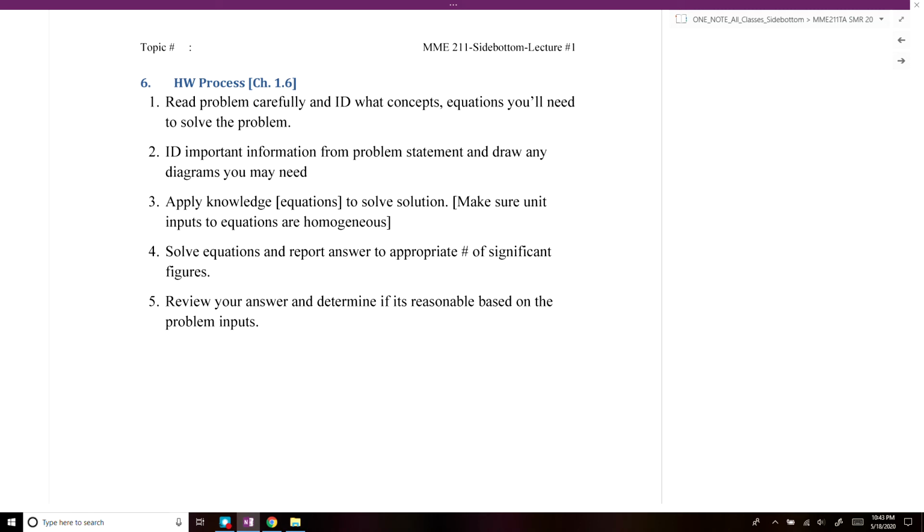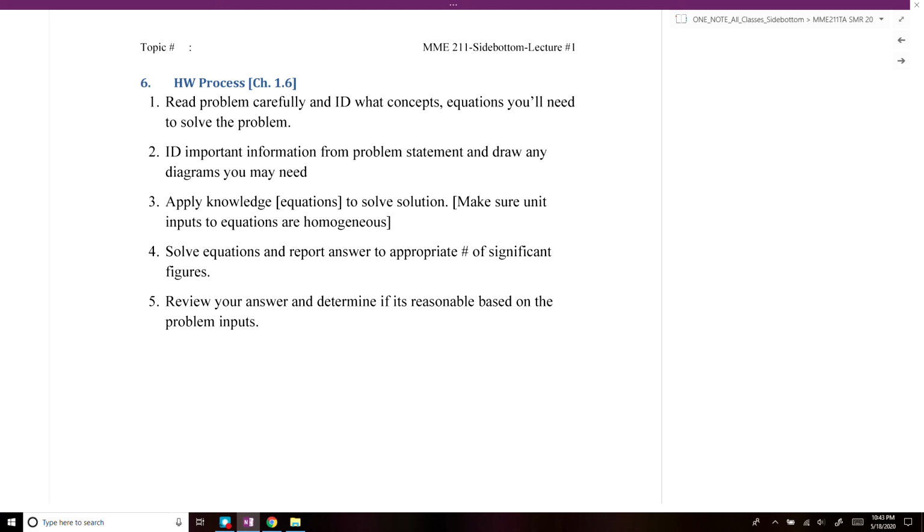Once you identify what concepts might apply to this situation, you then want to identify what important information was available from the problem statement, such as the magnitude of an applied force or the dimensions of a problem or critical dimensions. Then once you have those critical pieces of information, you can apply the knowledge that you learned in lecture to help solve the solution.